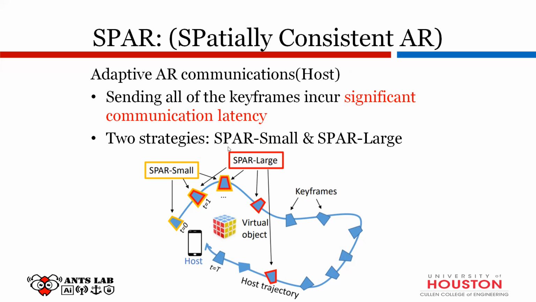And how they determine the importance is related to the virtual object. By choosing that, they can get the more important information, and they don't need to send other redundant information. So that's how they lower the communication latency.